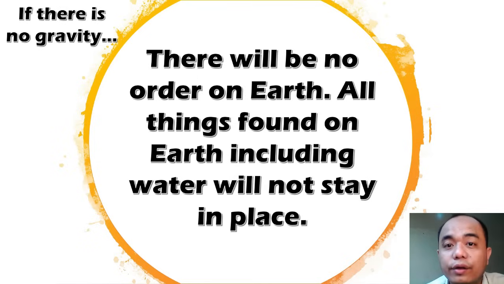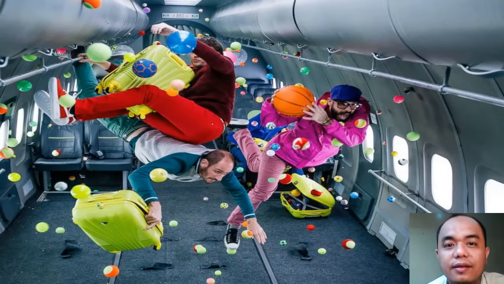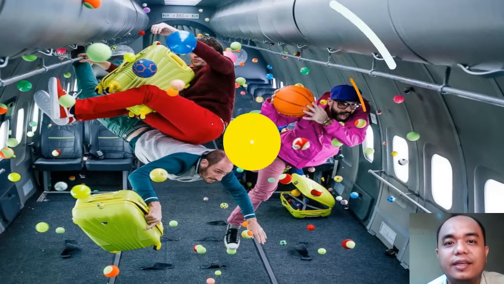All things found on Earth, including water, will not stay in place. Meaning, everything, no matter how big or how small it is, will float, and there will be a tendency for things to collide with each other without gravity. See what happens without gravity? It is gravity that puts all these objects in place. And if there is no gravity, then everything will float, just like you see here on the screen. Lulutang lahat ng bagay kung wala ang gravity.